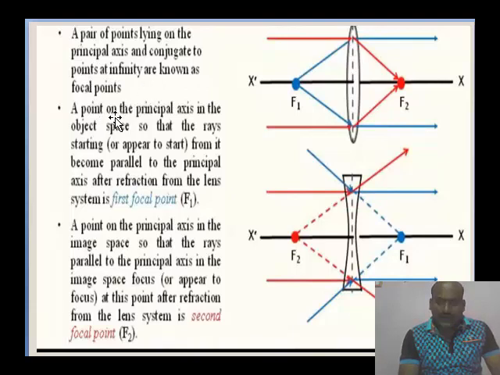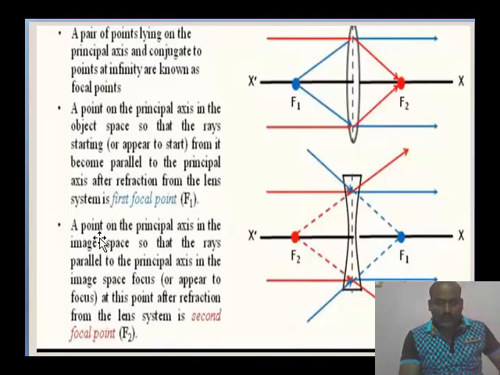So the points on the principal axis in the object space, whose rays start or appear to start from it, become parallel to the principal axis after refraction through the lens system. The first focal point is where rays start from the principal axis and go away to infinity. So here that is F1.